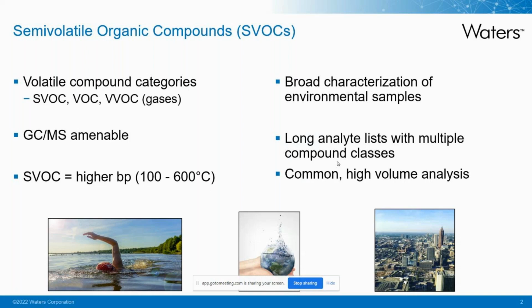In this case, for semi-volatile, we'll be focused on things that have boiling points generally in the range of 100 to 600 degrees C. And to give you an idea of something that might have a boiling point around 600 degrees Celsius, the system has been used to analyze compounds up to a carbon chain length of C80. So that's kind of the upper range.